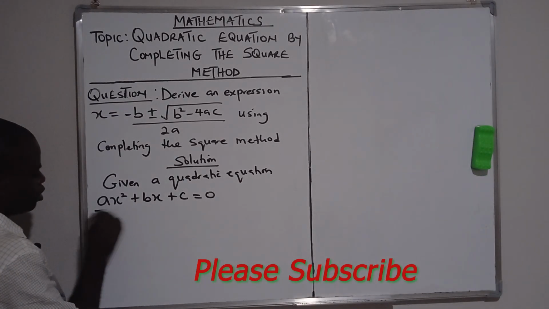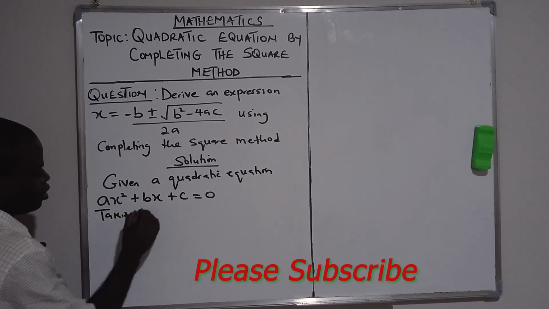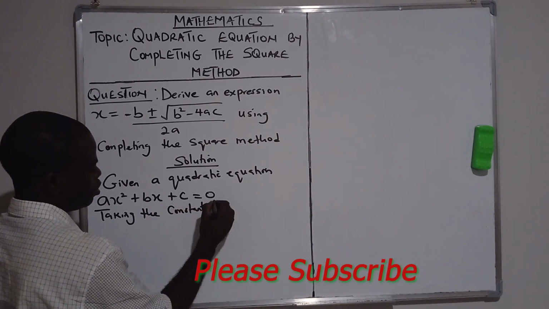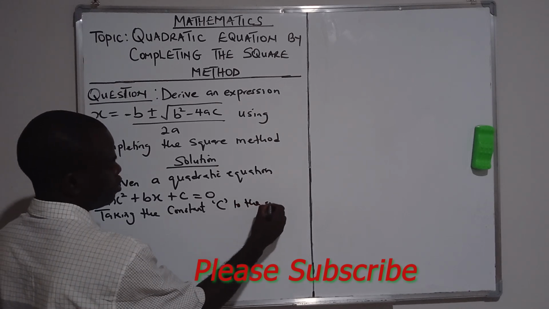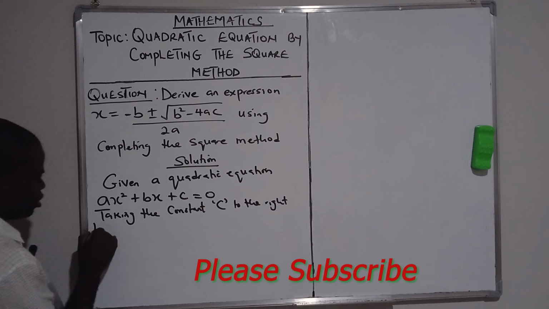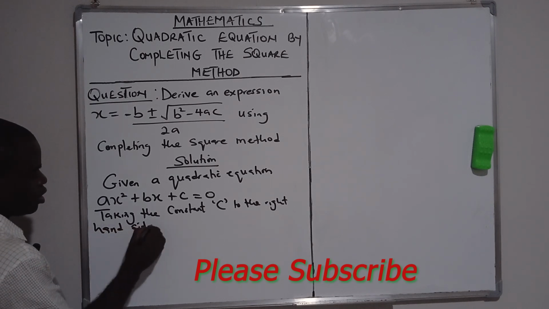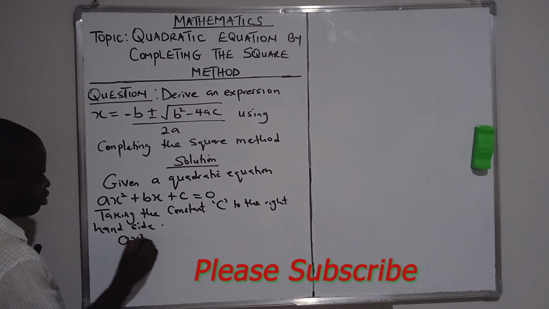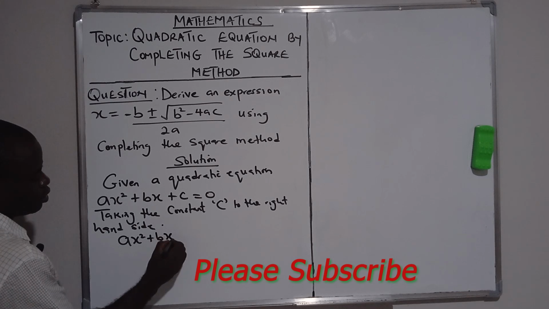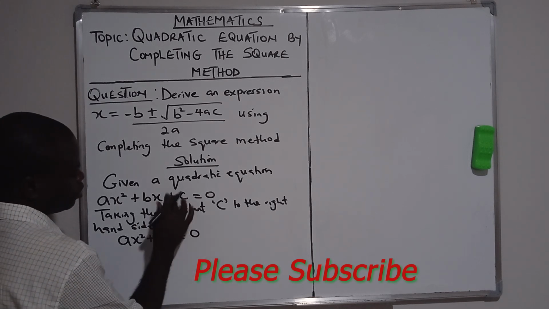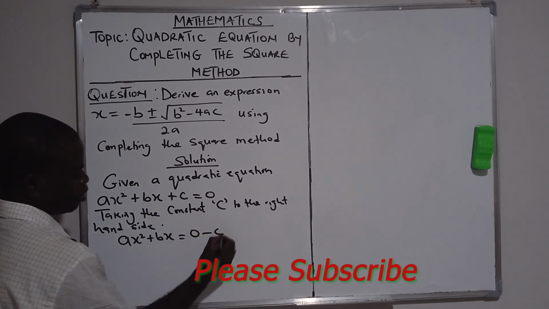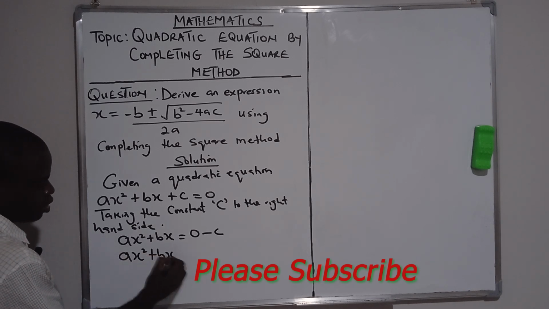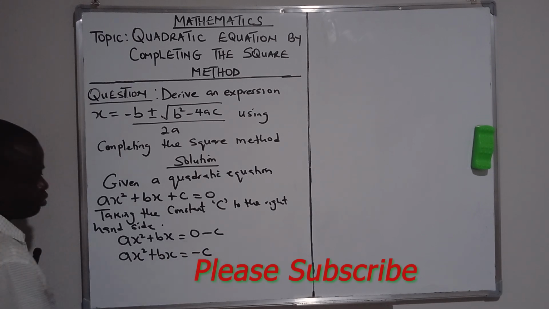Now what we need to do is to take the constant c to the right hand side. That's the first thing to do. When you do that, you have ax squared plus bx equals 0, and this positive c turns to negative, minus c. So ax squared plus bx equals 0 minus c, which is minus c.